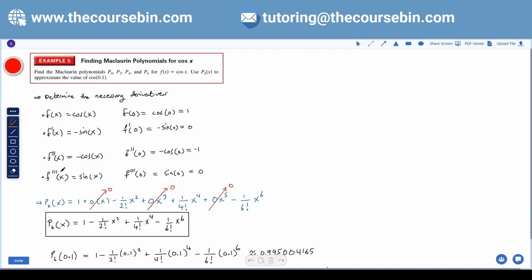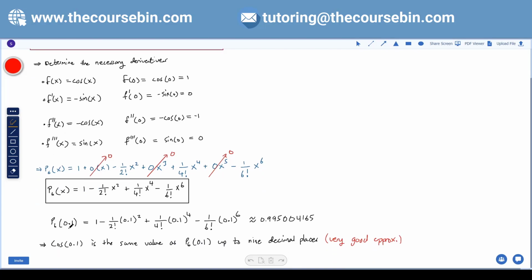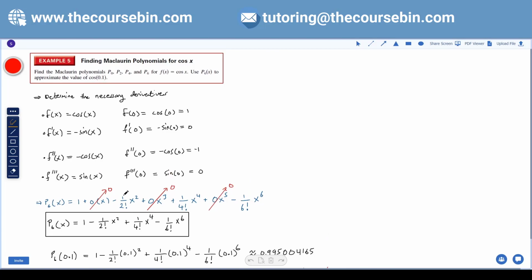And it wanted us to use P6 to approximate cosine of 0.1. So we simply substitute 0.1 in there and see what we get. It turns out that our approximation is accurate up until 9 decimal places, so it's a very good approximation. Do you have any questions about this example?